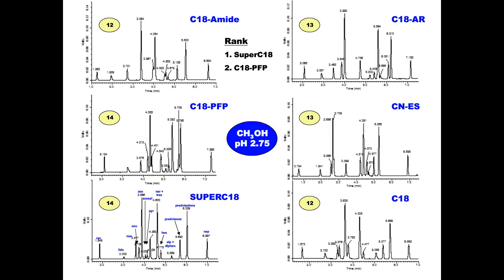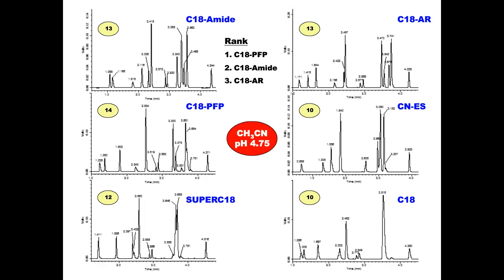And this one is the same pH, 2.75 with phosphate, but using methanol instead. In this case, the Super C18 column comes out on top in the bottom left trace, followed by the C18 PFP right above it with 14 components separated. Moving back to acetonitrile again, but raising the pH to 4.75, the ranking is PFP, C18 amide, and C18AR. And again, 14 components separated here, 13 and 13 for the other 2, second and third place finishers.